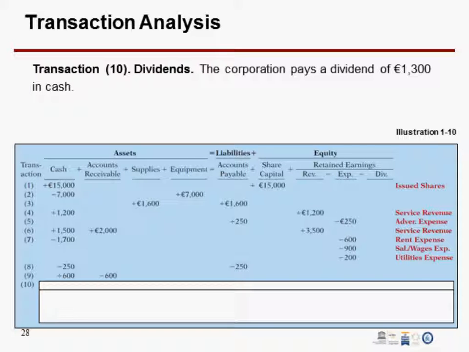Okay, then transaction number 10, dividends. The corporation pays a dividend of 1,300 euro in cash to the shareholders. So that means they paid cash, so cash, which is an asset, decreased by 1,300, and dividends, in equity, decreased 1,300. So there is equality in the equation.